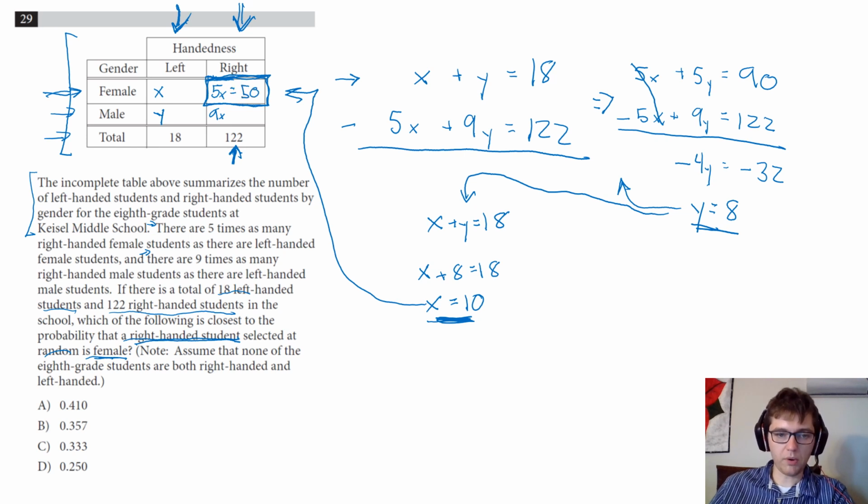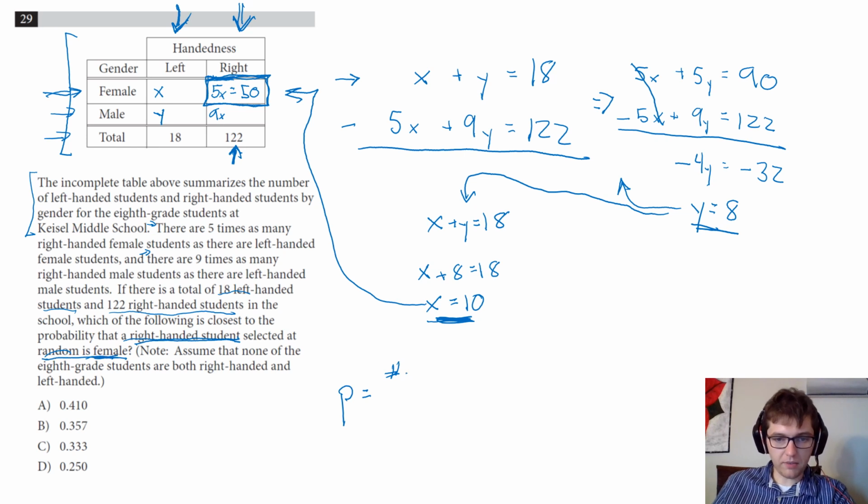So that's really the important thing. Now, going back to what the problem's asking for, what is the probability? And we discussed probability in an earlier problem. So probability is equal to the number of positive outcomes. So in this case, a positive outcome is selected at random is female.